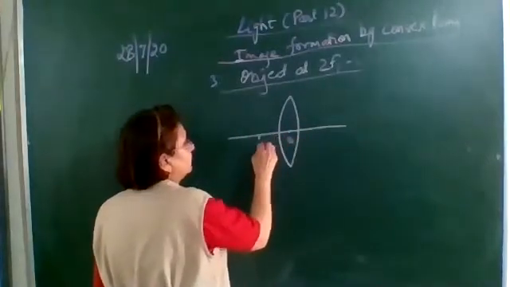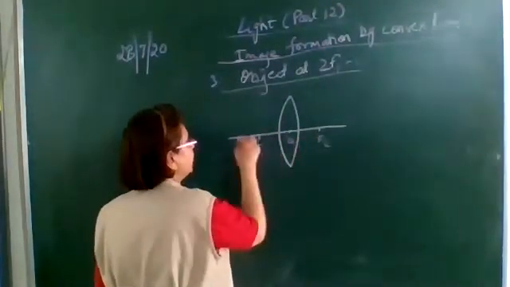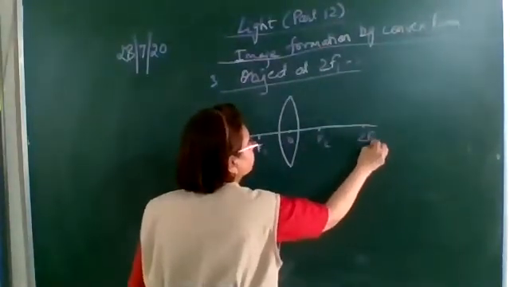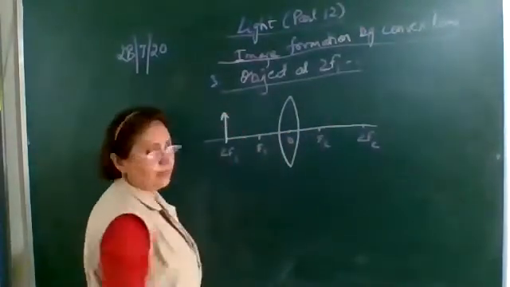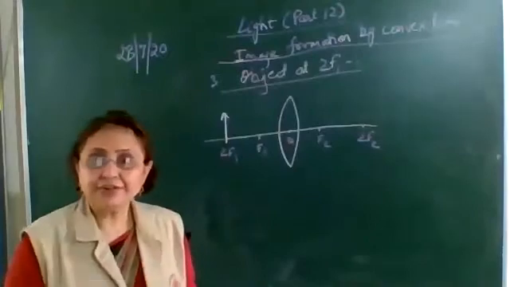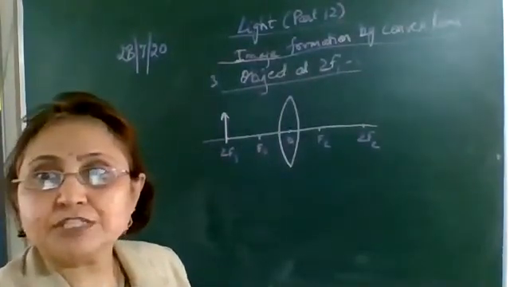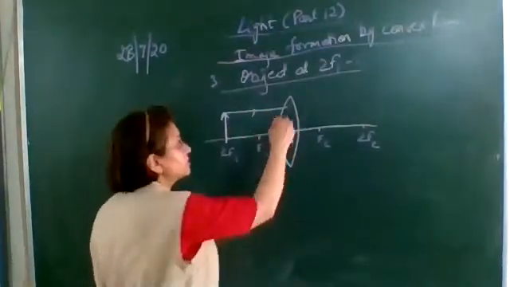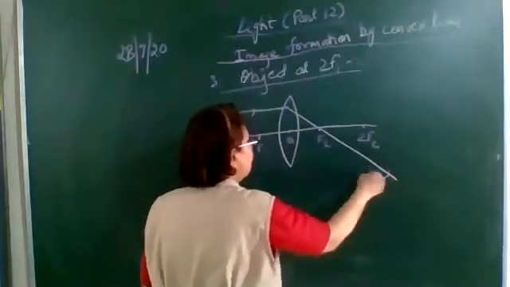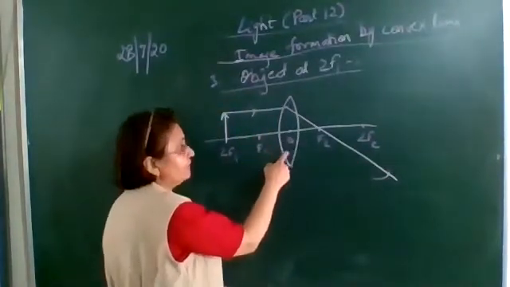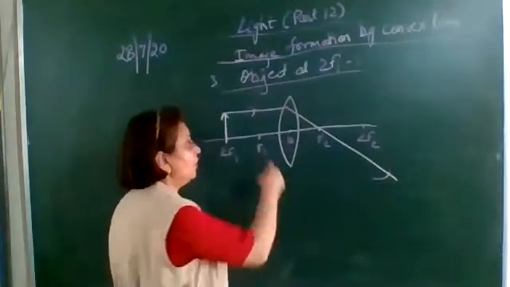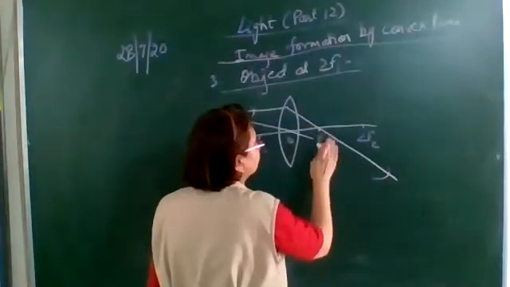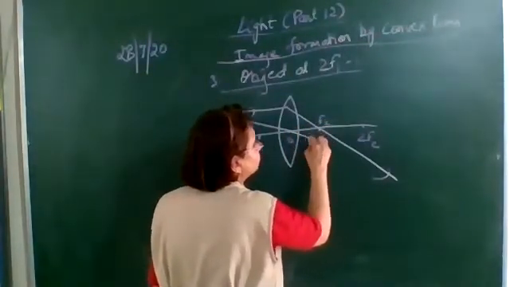Mark optical center, f1, f2 at equal distance. 2f1, 2f2, double the focal length. Now place the object at 2f1. Okay, again one ray of light parallel to the principal axis. This is the incident ray which will pass through f2, and the other ray either you can pass it through f1 and make it parallel to the principal axis, or you can pass it through the optical center. So this ray of light goes straight without bending.